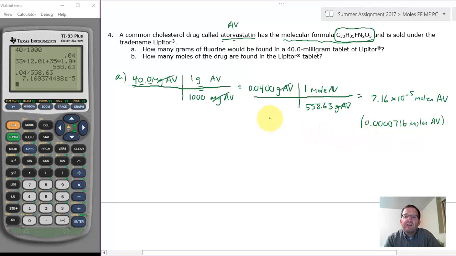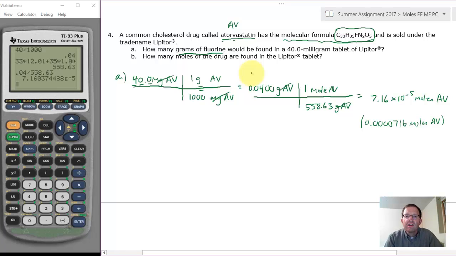Now, we're not quite there just yet. Okay? We're not quite to the end. Because what we want to do next here is figure out how much of that is fluorine. How much fluorine's in that tablet. But if you're peeking ahead, you've actually noticed perhaps that question B asks how many moles of the drug are found in the tablet? How many moles of atorvastatin are in the tablet? We've just figured that out.